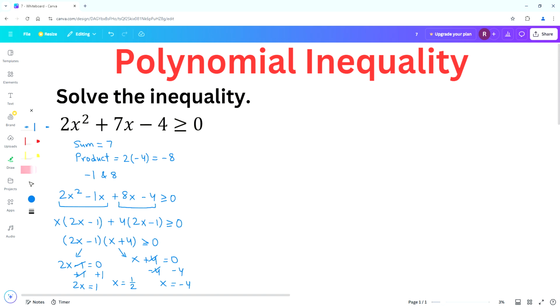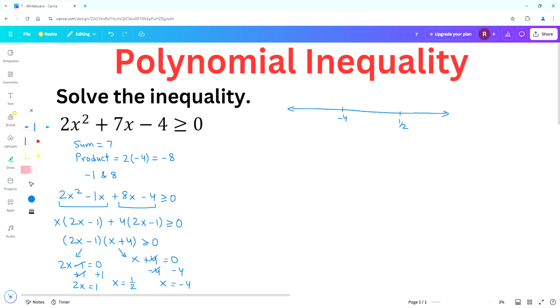Now we can use the number line method to find the solution for the given inequality. We should plot the x-intercepts. These two x-intercepts break up the number line into three parts. We have to find which of these three parts satisfy the given inequality. We should use a test value from each of these number line parts.